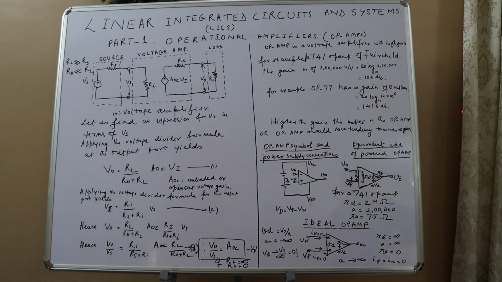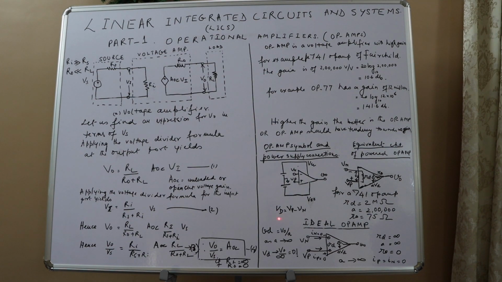Next, the equivalent circuit of a practical op-amp. This is the op-amp. This is the inverting input at the inverting terminal. This is the non-inverting voltage at the non-inverting terminal. This is RD, the differential resistance, this is R0, the output resistance, and this is AVD. A is nothing but the open loop gain, the differential gain. This is the output voltage. For a 741 op-amp, RD is equal to 2 megohm, A is equal to 2 lakhs, R0 is equal to 75 ohms.